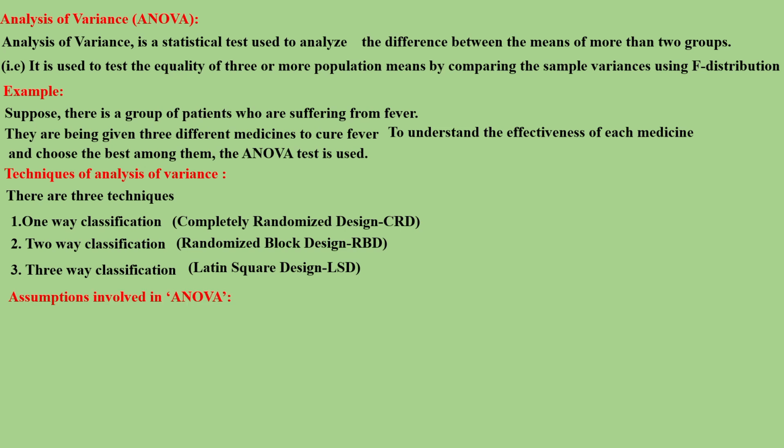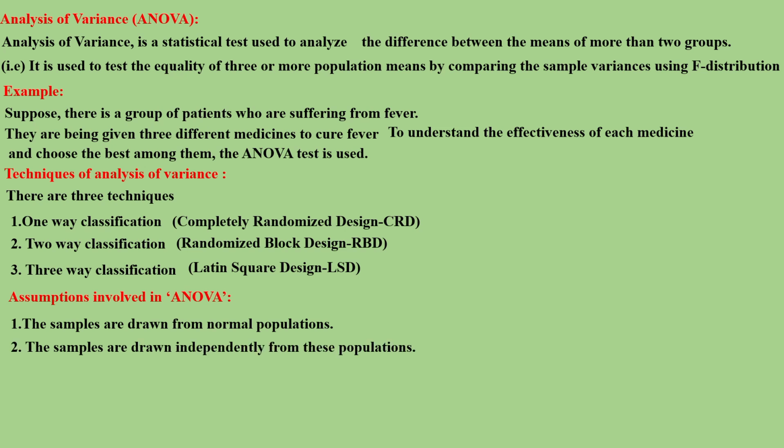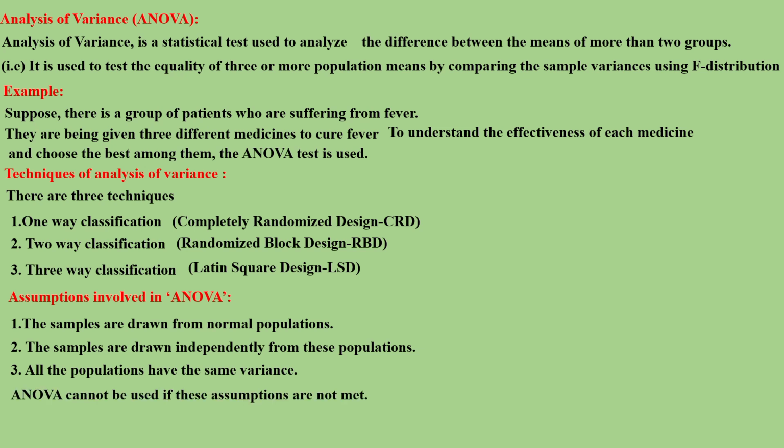Assumptions involved in ANOVA. The samples are drawn from a normal population. Without this assumption you cannot use ANOVA, right? Samples are drawn independently from the population. All populations have the same variance. So these 3 are very important assumptions. Without these assumptions you cannot use the ANOVA test, right?